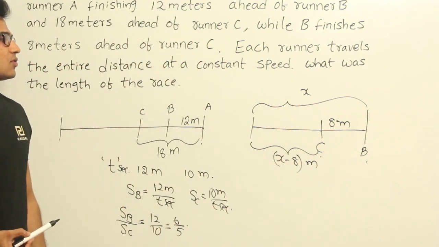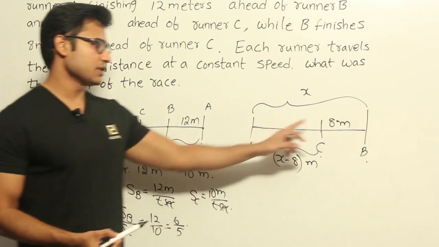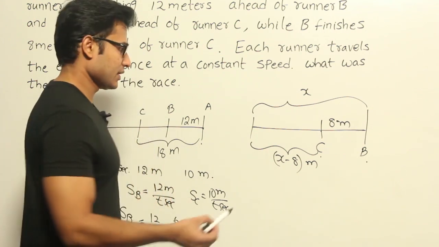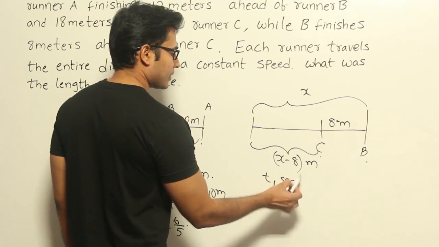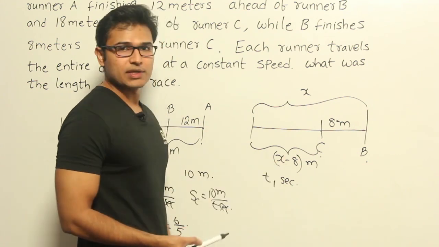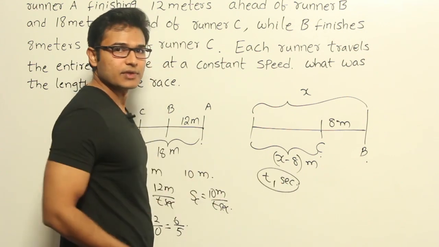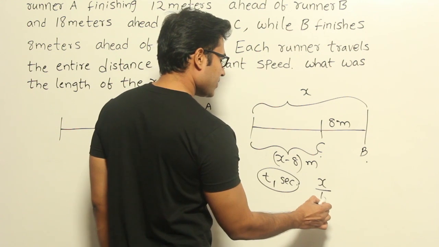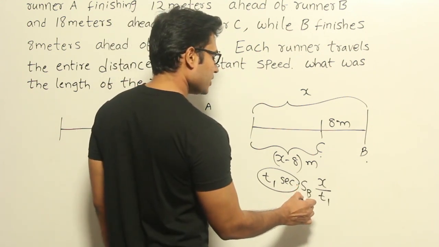Got it? So let us assume that the time taken by B to finish here is some t seconds. It need not be t seconds, you can assume that it is t1 seconds, okay? And now let's say in the same time t1, C is able to finish x minus 8. Now let's see the speeds here. Now the speed of B can be given by x by t1, and this is, let us say, speed of B.